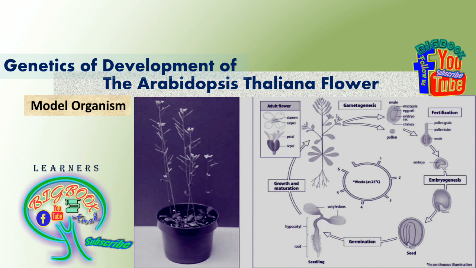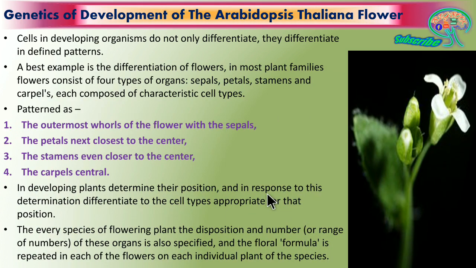So here we further proceed to study the development of Arabidopsis thaliana flower. Before the specific study on the flower of Arabidopsis thaliana, we will discuss the normal appearance and also the development of the flower common to all plants.